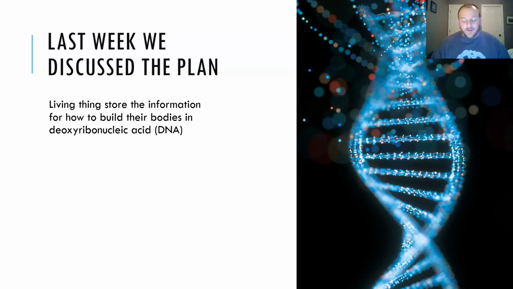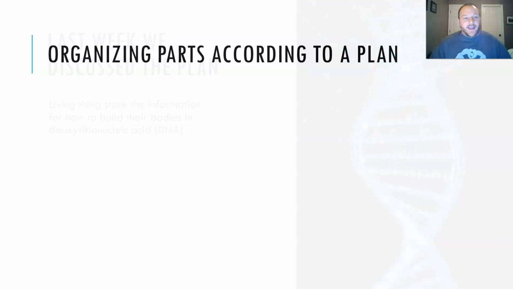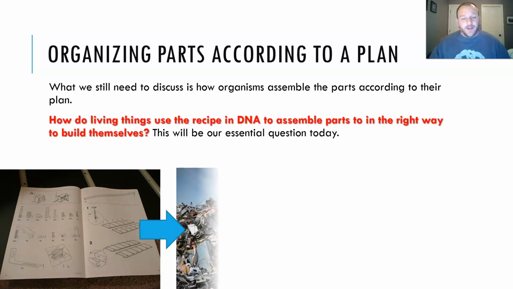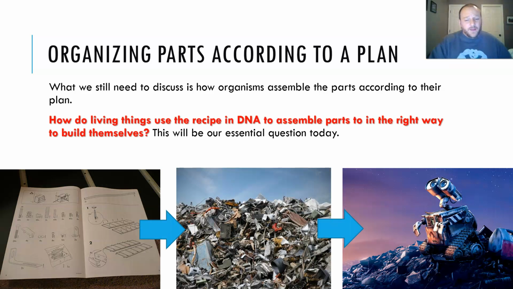But this is a really important thing, that we have the information, we have the plan for how to build ourselves. But what we haven't discussed, the big sort of gap in our knowledge, is how we actually organize our parts according to the plan. We still need to discuss how we take those parts, the atoms necessary, and the DNA plan, and put them in the right order. How does the DNA talk to the atoms to get them to all put themselves together in the right order? We have a plan, we have the parts. How do we make a Wall-E? That's the thing we're going to talk about today.